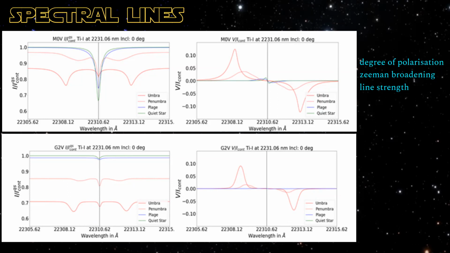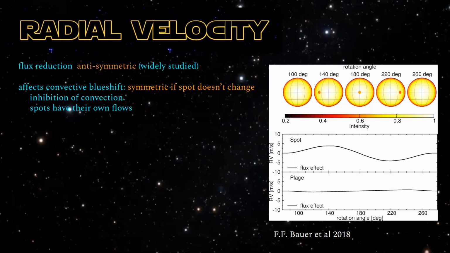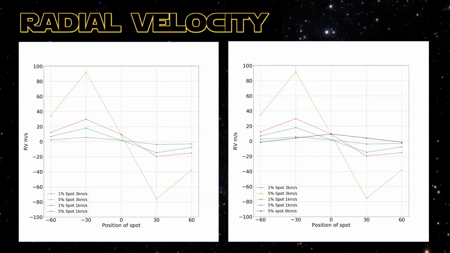I'm also now combining these spectral lines, creating disk integrated spectral lines to study the effect of radial velocity of spots on stars. This is a simulated radial velocity. This is a spot that is moving along the equator, and I've studied different filling factors and different rotations. So what you have here is a spot that is 1% and 5% for a star rotating at 3 kilometers per second, and then you have 1 and 5% for 1 kilometer per second.